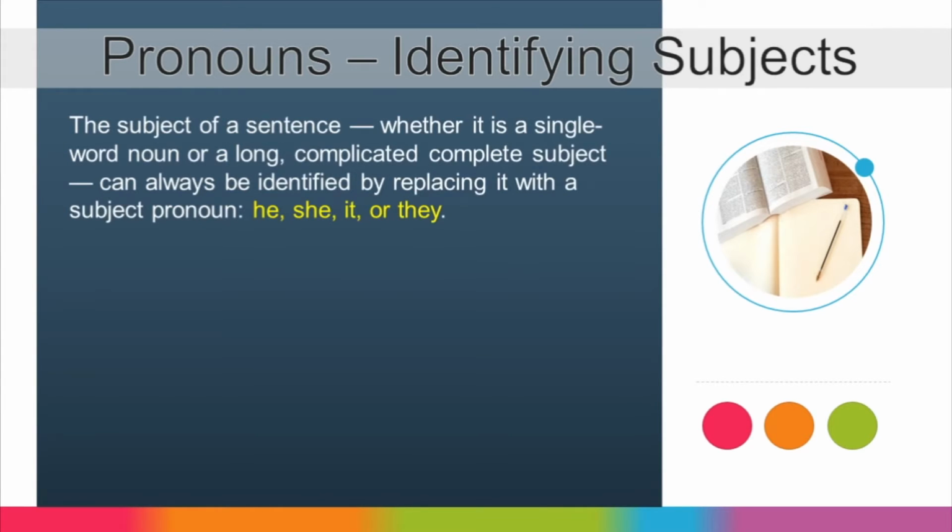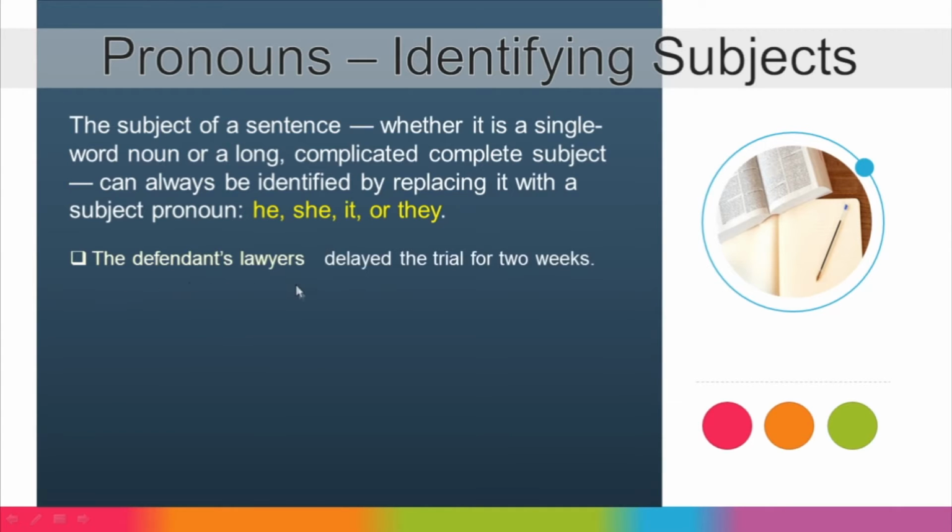In this case, pronouns can be used to identify subjects, and as you know, subjects are usually nouns. The subject of a sentence, whether it is a single-word noun or a long, complicated, complete subject as a noun phrase, can always be identified by replacing it with a subject pronoun: he, she, it, or they. Now, for example, we have this sentence over here.